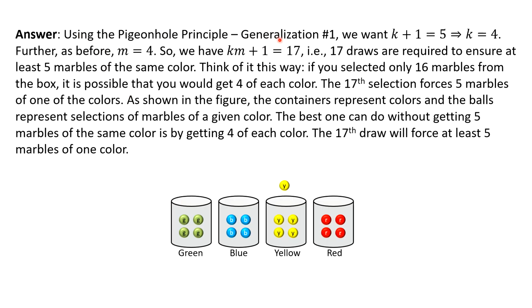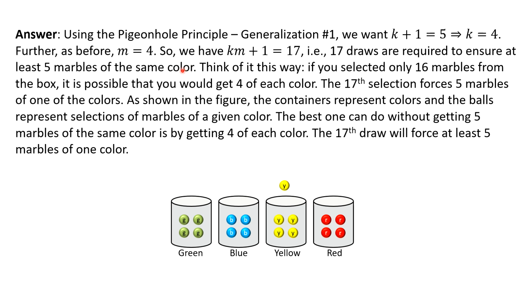Using the pigeonhole principle, generalization number 1, we want k plus 1 equal 5. In other words, we want to be guaranteed to have 5 marbles of the same color. So that implies that k would be 4. Further, as before, m would be 4. That's the 4 colors. That would be our 4 containers. So k times m plus 1 is 17. So the answer would be 17 draws from our large container of marbles would be required to ensure to have at least 5 marbles of the same color.